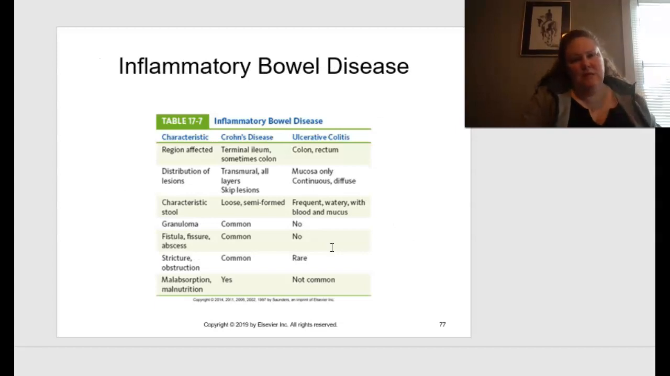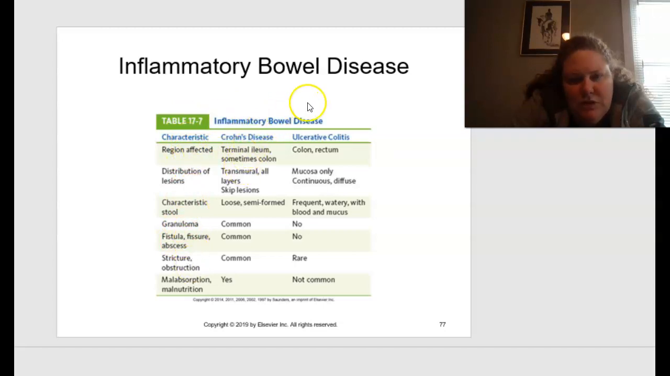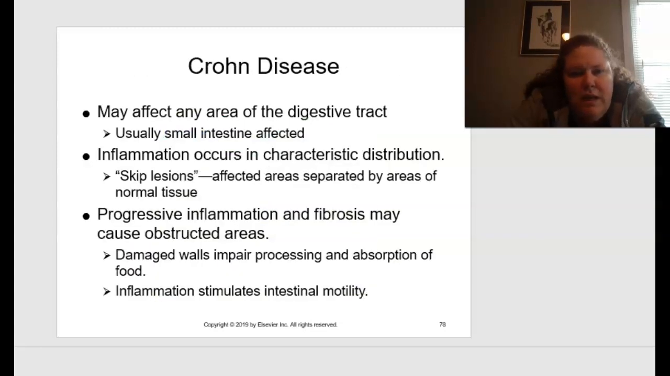IBD, this is, again, your table 17.7. This is on page 470. It's going to tell you the region that's affected in Crohn's versus ulcerative colitis, distribution of the lesions, characteristic stool, etc. Crohn's may affect any area of the digestive tract, and usually it does target the small intestine, but it can do any part of it.